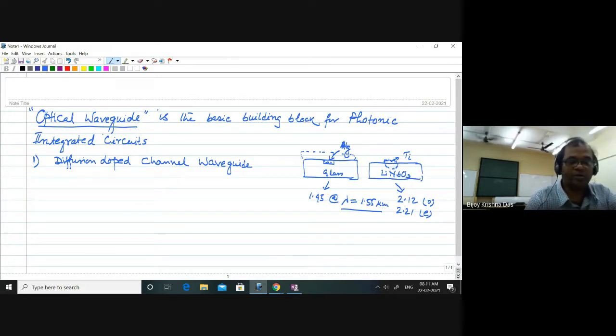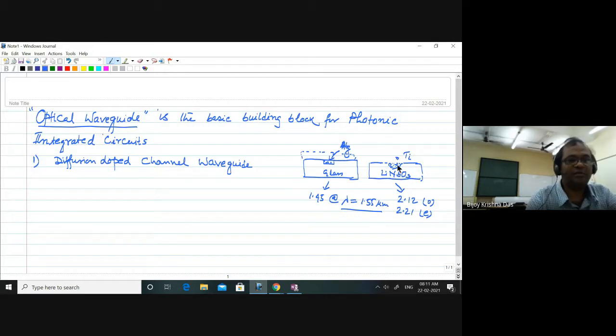Then you put this lithium niobate pattern with the titanium stripe in a furnace. You raise the temperature to more than 1000 degrees Celsius. Then what happens? The titanium can diffuse inside, and once it diffuses inside, you get a kind of graded refractive index change. Just remove this one, so you will be getting something like this. This type of titanium profile you will see.